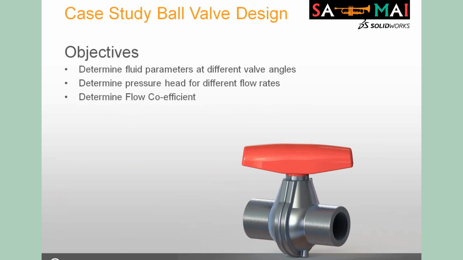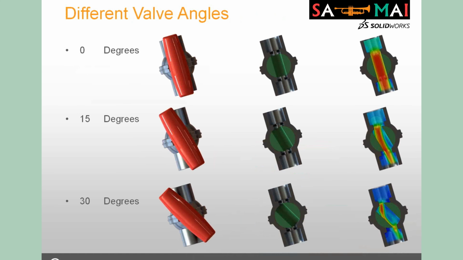So the first case study that I'm going to show is this ball valve design. A couple objectives for this, just again, very high level. We want to determine the fluid parameters at different valve angles. What is the velocity, what is the pressure as we rotate this ball valve? Determine the pressure head for different flow rates. So I'm going to go through and run different flow rates and see what is the pressure difference or pressure drop.